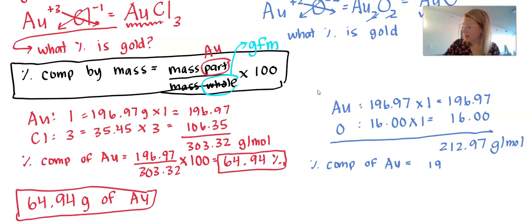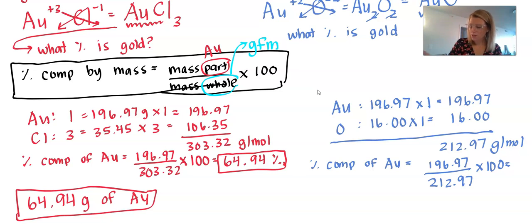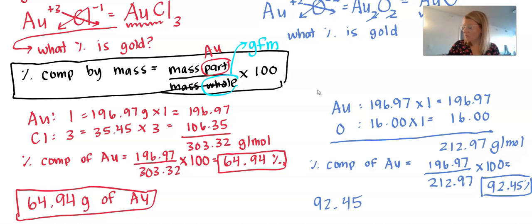From here, we can set up our percent composition of Au, which again is going to be mass of part, 196.97, divided by 212.97. Multiply that by 100, and that's going to give us a final percentage of 92.45%. And so from this cave, of your 100-gram sample that you take, 92.45 grams is actually going to be gold.